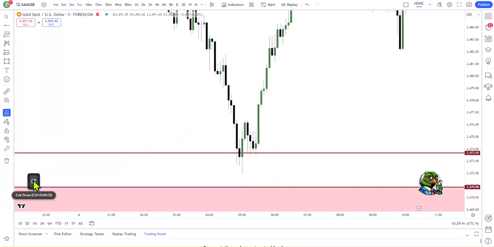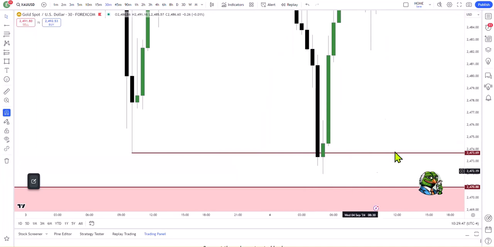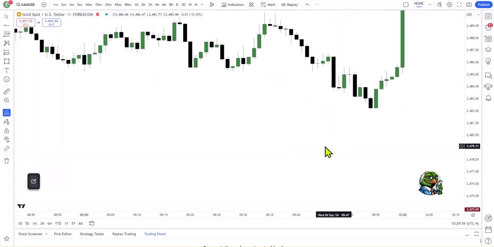On a 30-minute, you have this 3-bar reversal. That can also be a 15-minute, exactly the same, or even on an hourly chart, or even on a 4-hourly chart. It's all about the candle formations. What does this look like on a 1-minute?